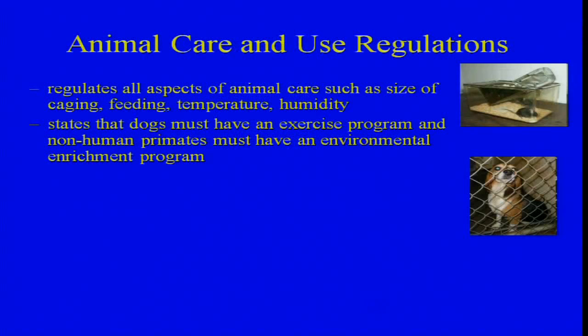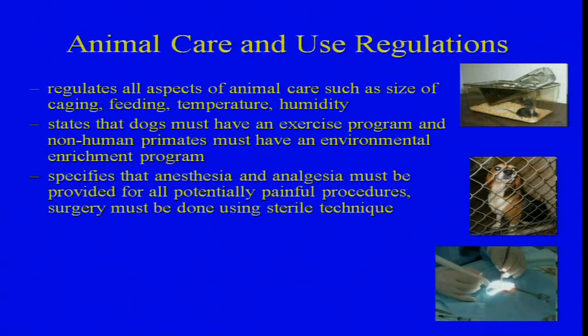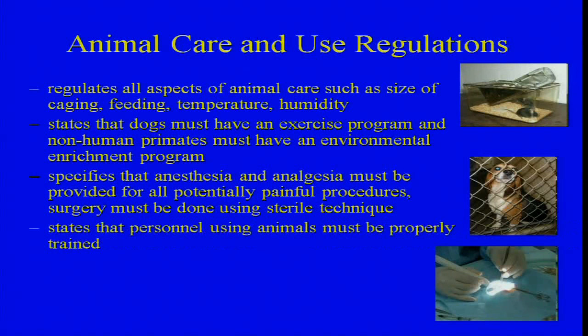One of the amendments to the Animal Welfare Act now states that dogs used in the laboratory have to be provided with an opportunity for a regular exercise program. Non-human primates have to be given an environmental enrichment program, which helps to stimulate their species-specific behaviors. It also says that any procedure that might cause pain or distress has to be accompanied with anesthesia or analgesia, and that any surgery must be done using sterile technique. And it also says that anyone working with animals has to receive the proper training before they can lay a hand on them.